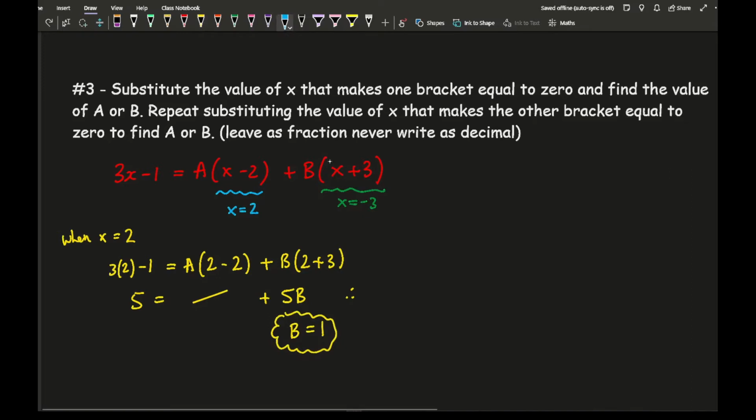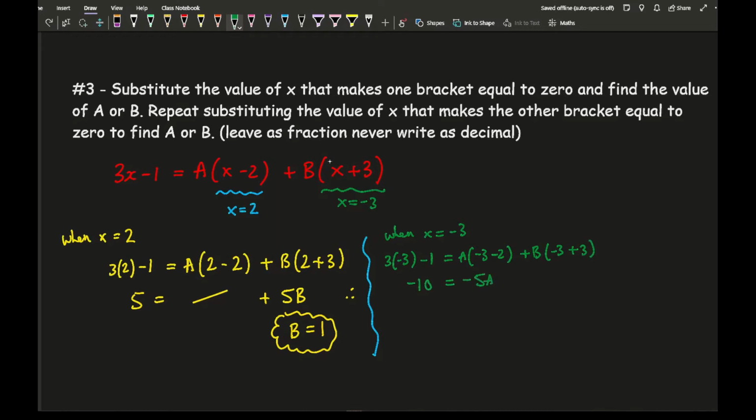Then what I'm going to do is now use the second value. So when x equals minus 3, what I end up with is 3 times minus 3 minus 1 equals A times minus 3 minus 2, plus b times minus 3 plus 3. So looking at this, I get 3 times minus 3, which is minus 9, minus 1 is minus 10, equals minus 3 minus 2 is minus 5, so that's going to be minus 5a, and minus 3 plus 3 disappears, so that cancels out. So what I've got is minus 10 equals minus 5a, so therefore a equals 2.